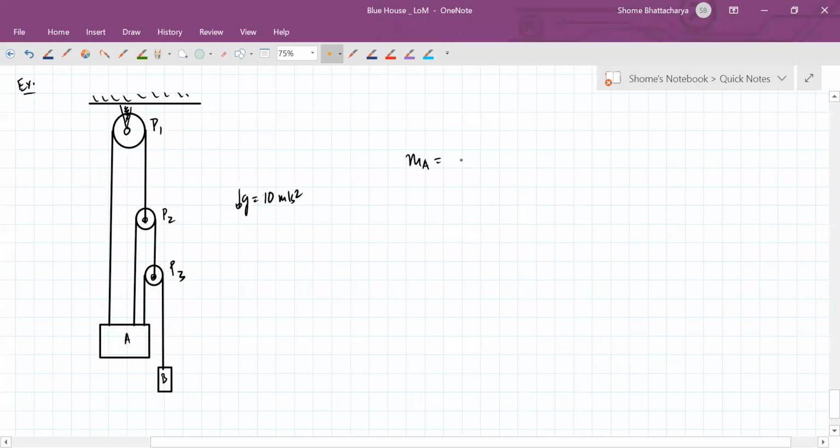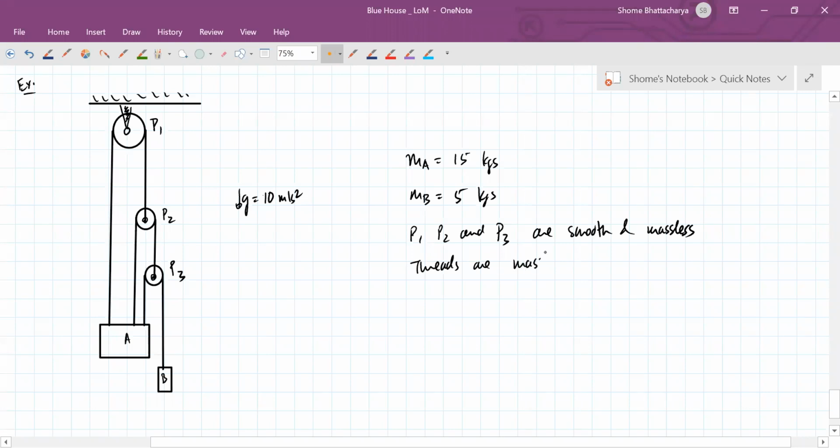So mass of A is 15 kgs again. Mass of B is 5 kgs. Okay. And G is like this. All the three pulleys are massless pulleys. And the threads are massless and inextensible.